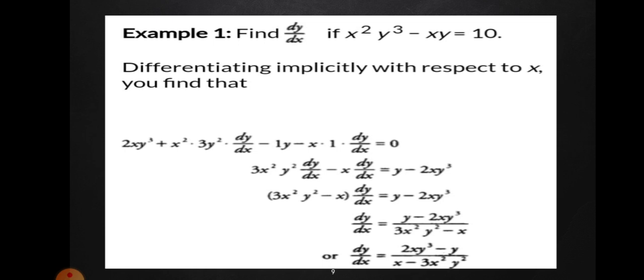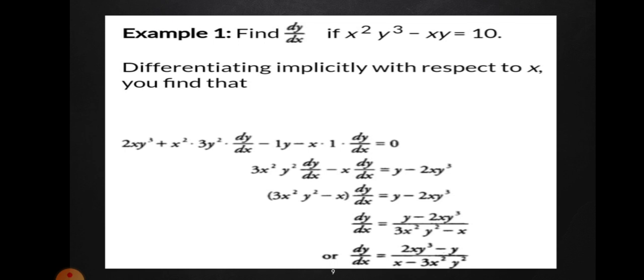Example, find dy over dx if x squared y cubed minus xy is equal to 10. Differentiating implicitly with respect to x, you find that 2xy cubed plus x squared times 3y squared times dy over dx minus 1y minus x times 1 times dy over dx is equal to 0.